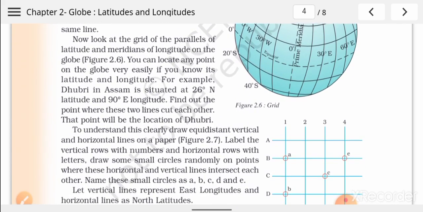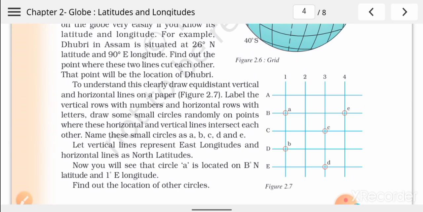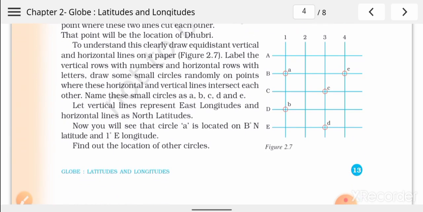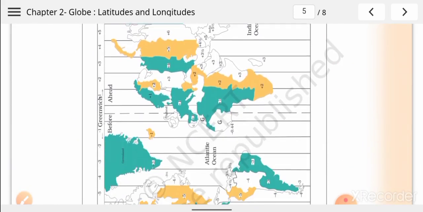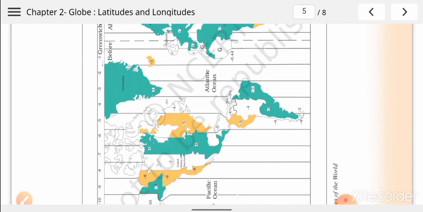To understand this clearly, draw equidistant vertical and horizontal lines on a paper. Label the vertical rows with numbers and the horizontal rows with letters. Draw some small circles randomly on points where these horizontal and vertical lines intersect each other. Name these small circles A, B, C, D and E. Let the vertical lines represent east longitude and the horizontal lines north latitude. Now you will see that circle A is located on B north latitude and 1 degree east longitude. Find out the location of the other circles. There is a map that indicates the globe. Simple.